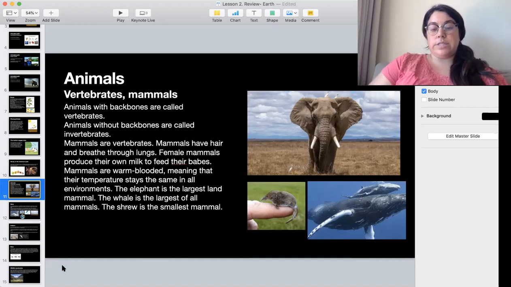Elephants are the largest land animals, and whales are the largest of mammals in the whole earth. And then you have, this is the shrew. It's really small, right? It's the smallest mammal.